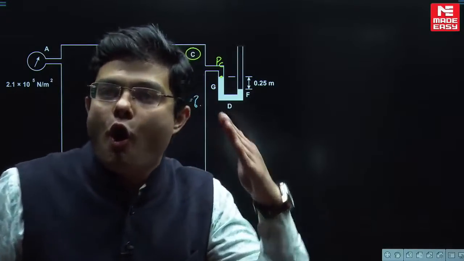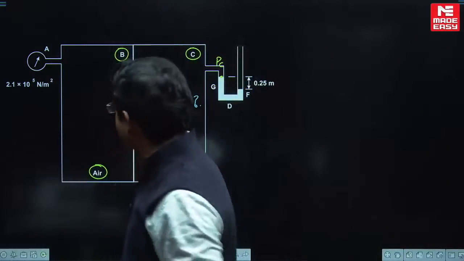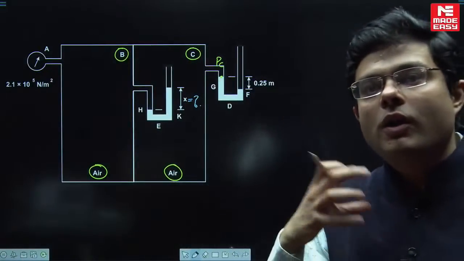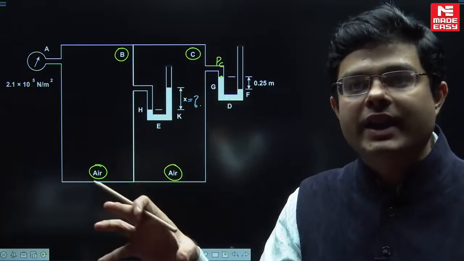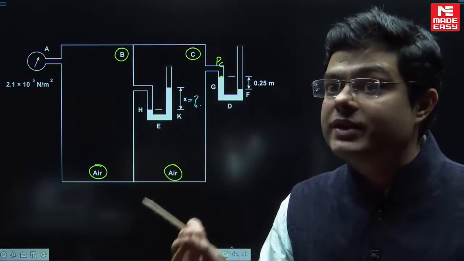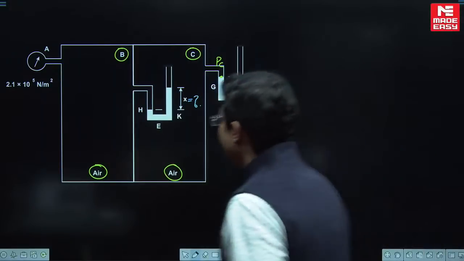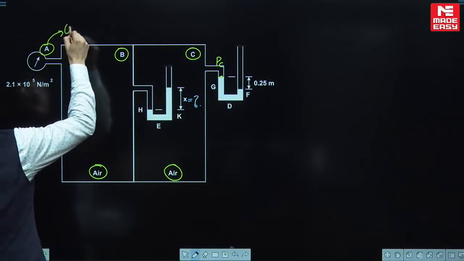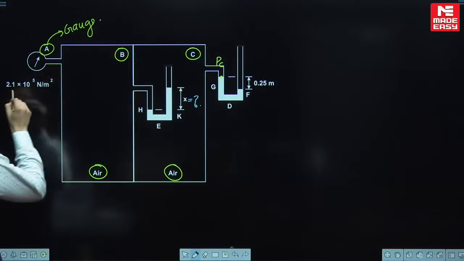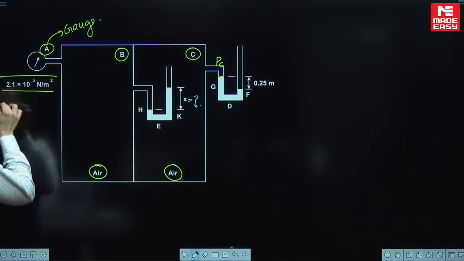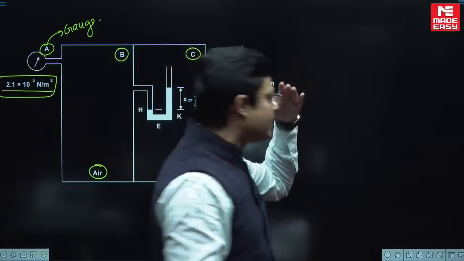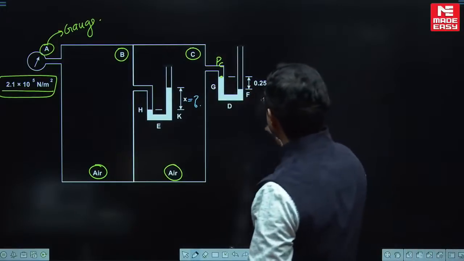And let us do all our calculation in terms of gauge. Why am I doing all my calculations in terms of gauge? Do you know, when I do all my calculations in terms of gauge, I take the atmospheric pressure to be 0, the golden rule. Because for this container, the pressure is given by this gauge device. So this is gauge pressure of A. So here gauge pressure is given. So let us do all our calculations in terms of gauge.